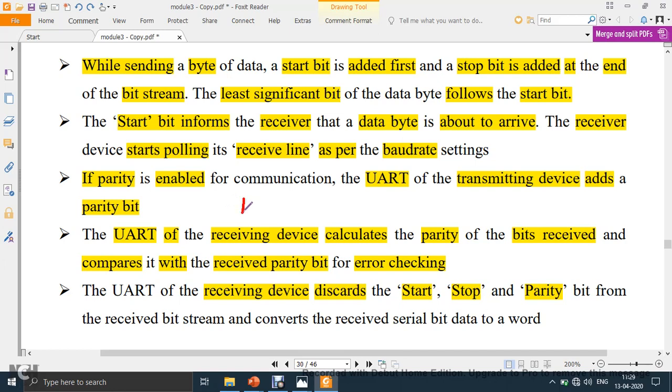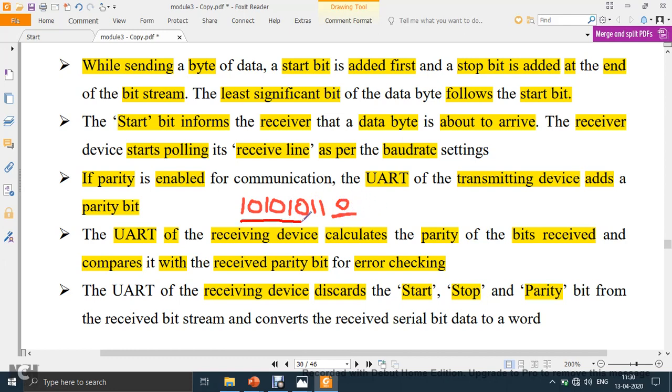I'll just give an example. Let's say the data you are sending is 1 0 1 0 1 0 1 1. So this is totally 8 bits. Let's say the parity bit used is even parity. After 8 bits, it will insert one more bit, which will indicate the parity. So if the number of ones in the sent data is even, the parity bit will be set to 1. How many ones are there here? 1, 2, 3, 4, 5. They are odd. Since the number of ones in the sent data is odd, a 0 will be sent. It is even parity, I'm saying.